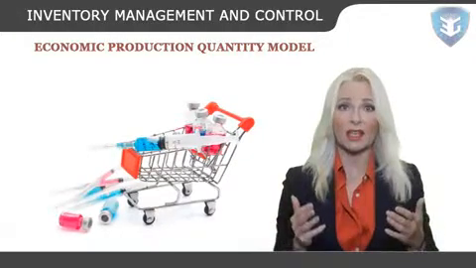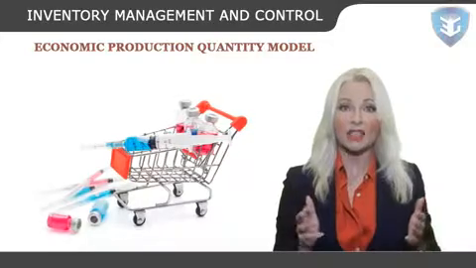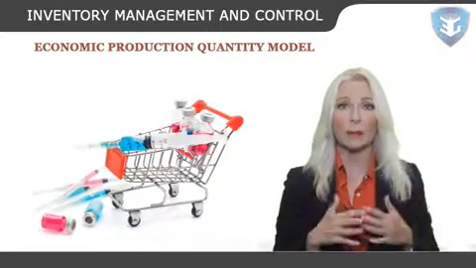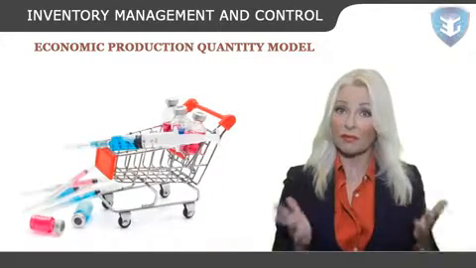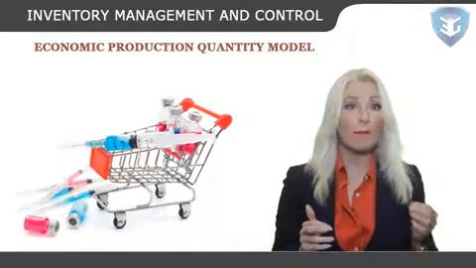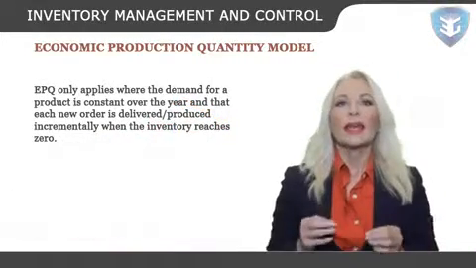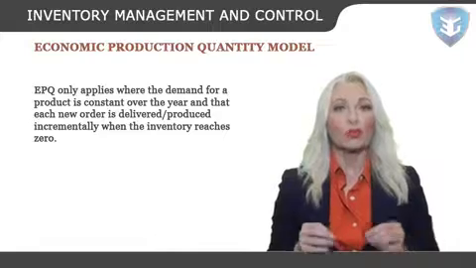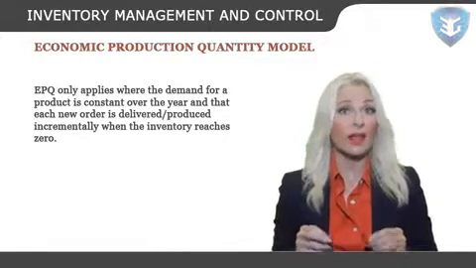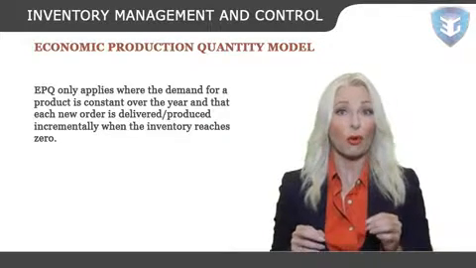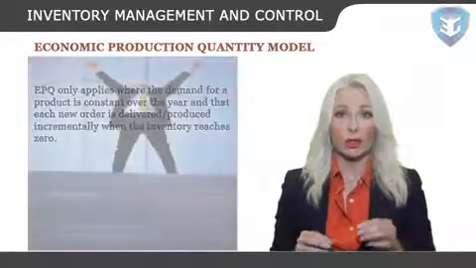The classic EPQ model assumes that during a production run, a manufacturing facility functions perfectly. However, due to process deterioration or some other factors, the generation of imperfect quality items is inevitable. EPQ only applies where the demand for a product is constant over the year and that each new order is delivered or produced incrementally when the inventory reaches zero.